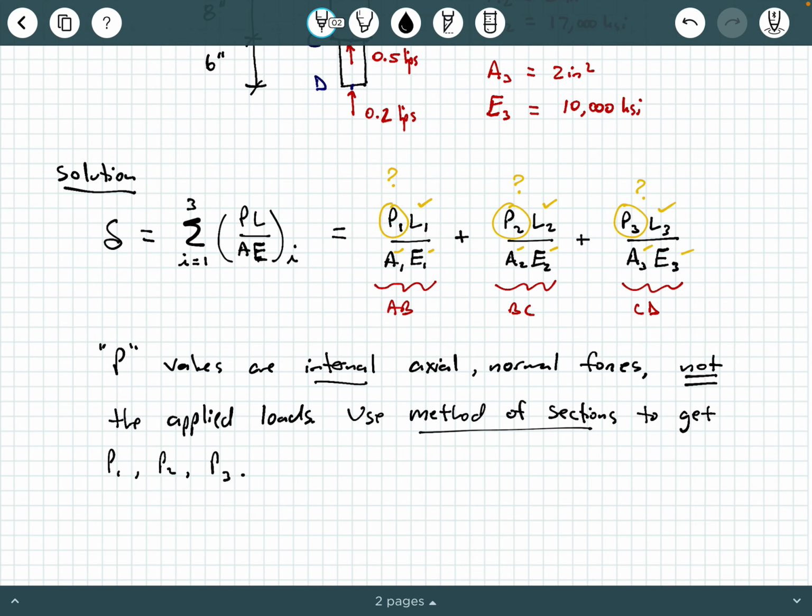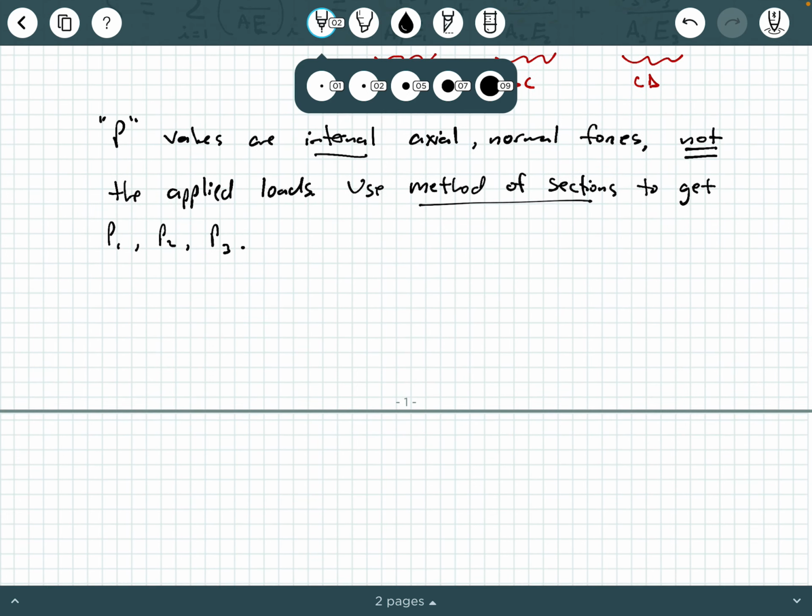So method of sections, if you remember, is a technique that you should have learned in a statics course of some sort, and that's where you pass a non-real cut plane through a member at a particular location, and then you apply equilibrium equations to find what the internal loadings are where you place that cut plane. So I'm going to go through that, and if you're a little rusty on it, that'll be a good review. So let's go ahead and calculate P1, okay?